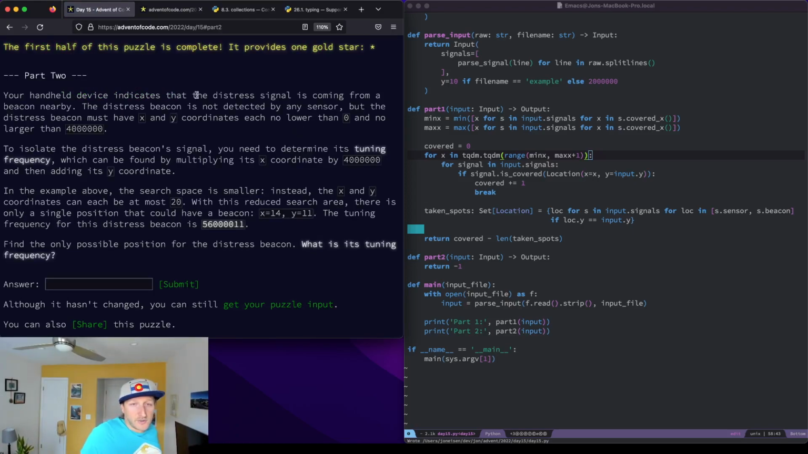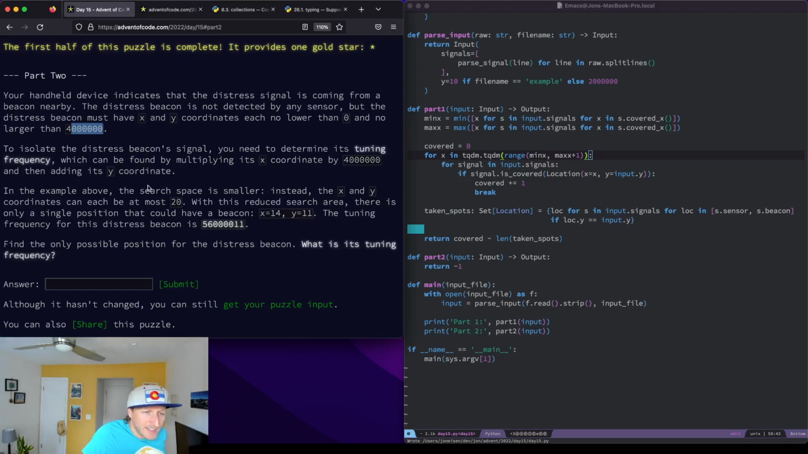Your handheld device indicates that the distress signal is coming from a beacon nearby. The beacon is not detected by any sensor, but the distress beacon must have an X and Y coordinate no lower than 0 and no higher than 4 million. Okay, so we did go over 7 million values, but now we have to go over 4 million by 4 million, which is going to be much harder, or we have to be much smarter about it because we do not have time to wait for that. To isolate the distress beacon signal, you need to determine the tuning frequency, which can be found by multiplying X coordinates by 4 million, then adding its Y coordinate.